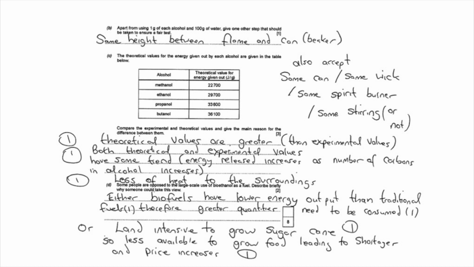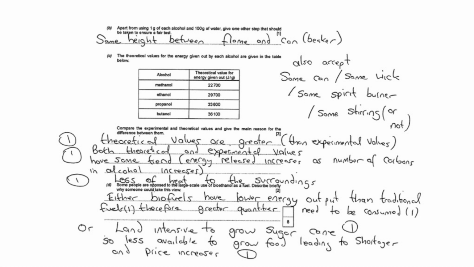Then they're asking you to compare the experimental and theoretical values and give the main reason for the difference between them. Well, the theoretical values are greater than the experimental values, so there's 1 mark for that. If you said both the theoretical and experimental values have the same trend, in other words, energy released increases as the number of carbons in the alcohol increase, that gets you a mark. And if you said that the difference is because of the loss of heat to the surroundings, that's why the theoretical value is different from the experimental value, there's 1 mark for that.